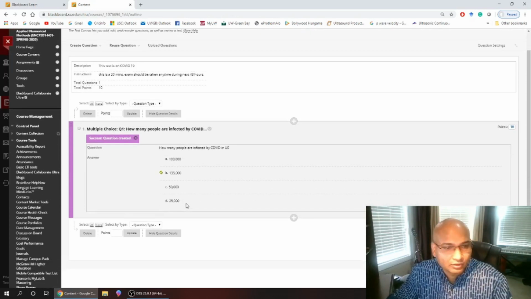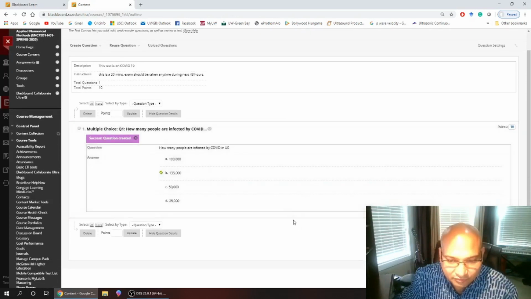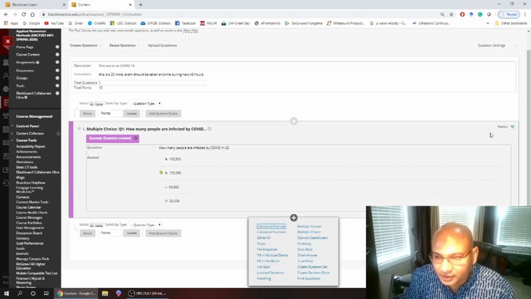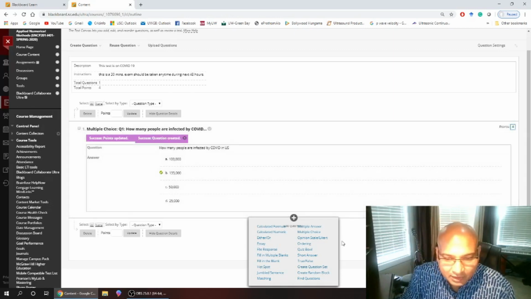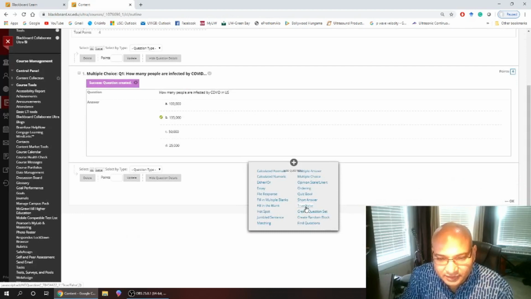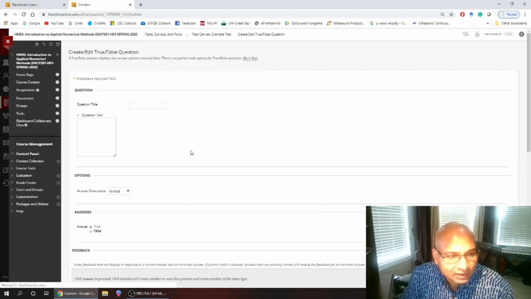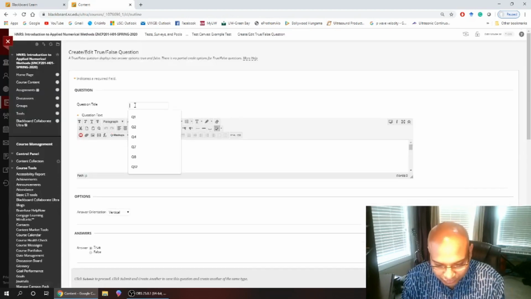Whether it is correct or not will be automatically checked by the software and it will give you the grade. So in order to assign the points, let's go here and assign the points, let's say 4 for this particular question. Next, true false question. Let's go to the true false type of question. Here this is my question number 2.